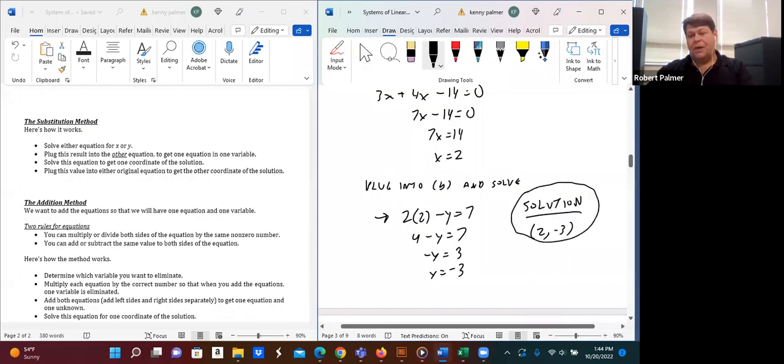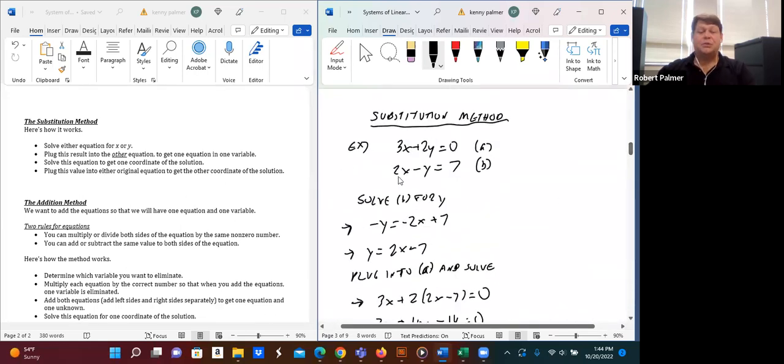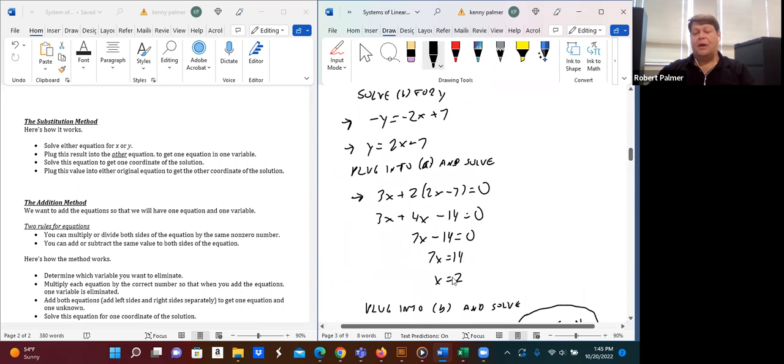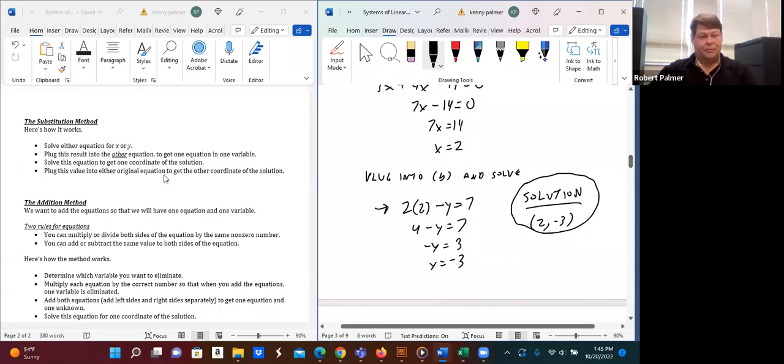Okay, so that is called the substitution method. So you pick one equation, this is a choice, and solve it for one variable. This method works best when it's easy to solve one equation for one variable. In this case, it was. Solve the second one for that. Plug that result back into the other equation. So you get one equation with one variable. Then you solve that equation to get one of your variables. Then plug that one into either one of the original ones to get your other variable. Okay, so that's called the substitution method.